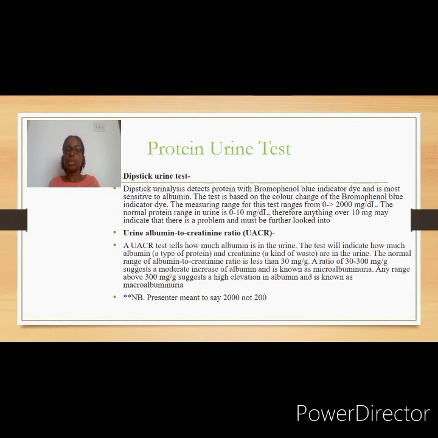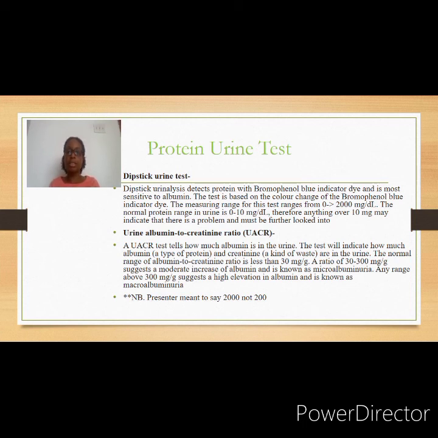There are two types of urine tests to check for the presence of protein. One, you have the dipstick urine test. The measuring range for this test ranges from 0 to more than 200 milligrams per deciliter. The normal protein range in urine is 0 to 10 milligrams per deciliter. Therefore, anything above 10 milligrams could be a problem.